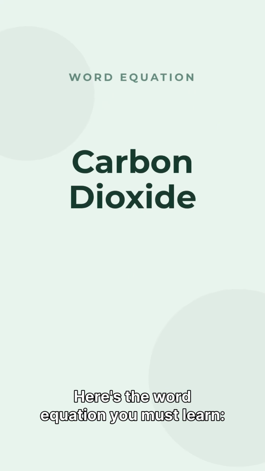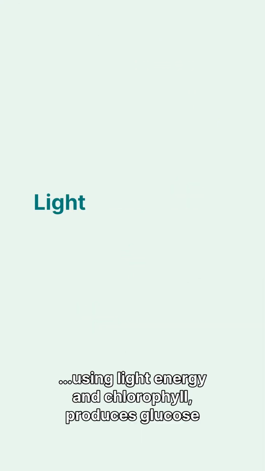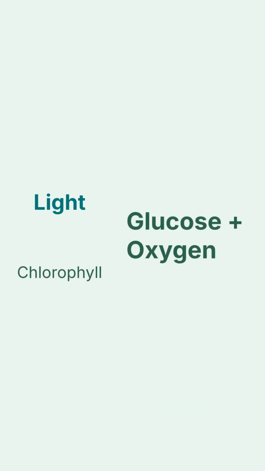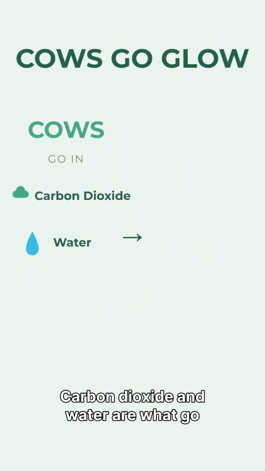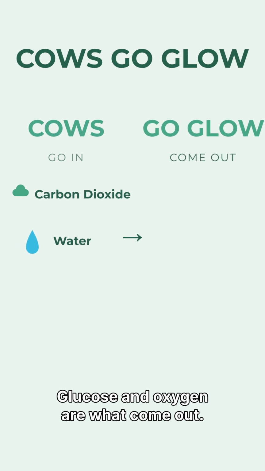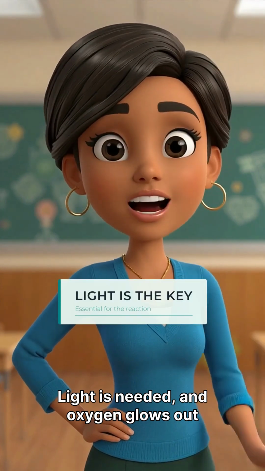Here's the word equation you must learn: carbon dioxide plus water, using light energy and chlorophyll, produces glucose plus oxygen. A simple way to remember it is the phrase, "cows go glow." Carbon dioxide and water are what go in. Glucose and oxygen are what come out. Light is needed and oxygen glows out at the end.